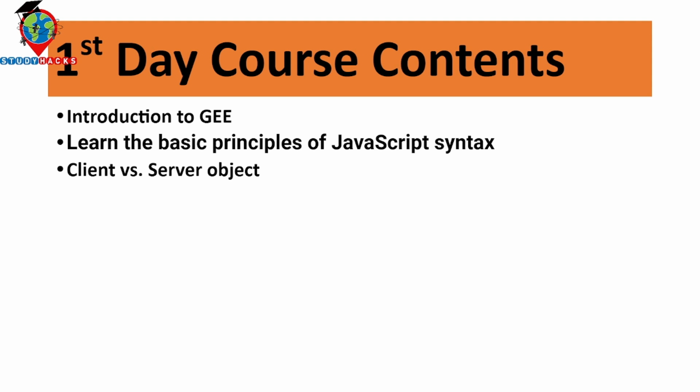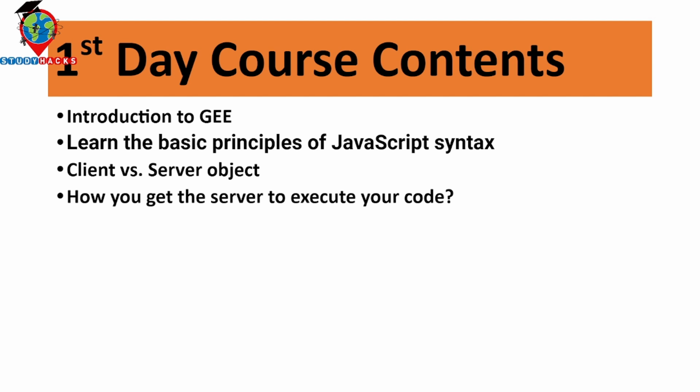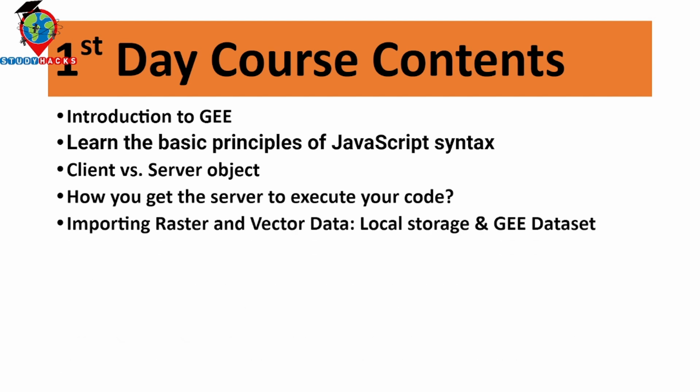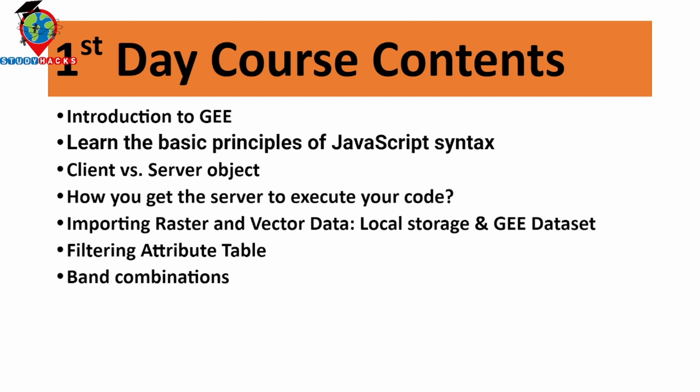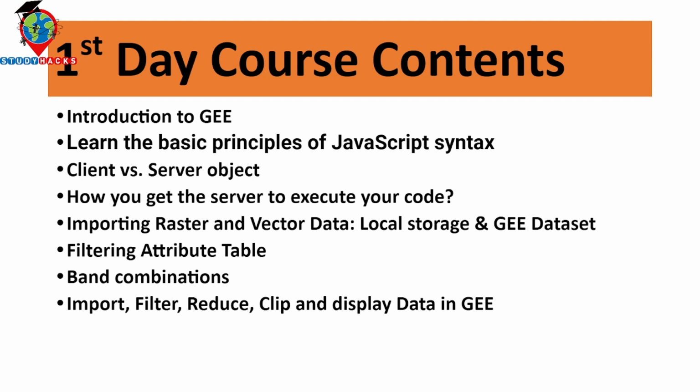Client and server is a very important part of Google Earth Engine, and we also talk about how you get the server to execute your code. We talk about how to import raster and vector data from local storage as well as from the Google Earth Engine dataset, and how to filter the attribute table. We also cover different band combinations for different types of satellite imagery, and how to import, filter, clip, reduce, and display data in the Google Earth Engine platform.